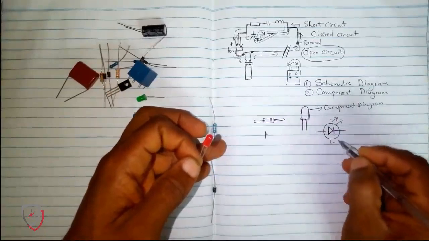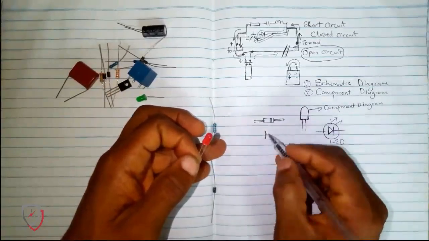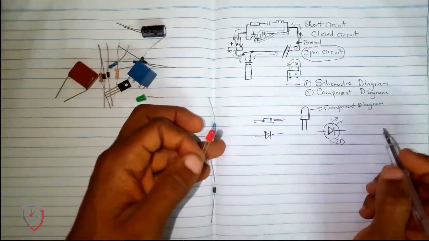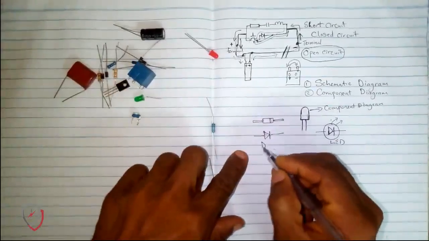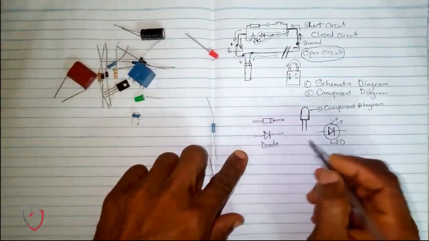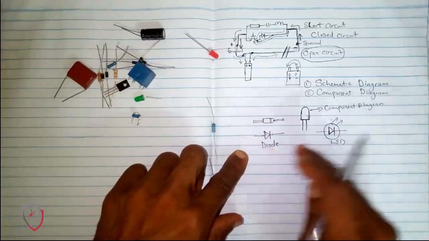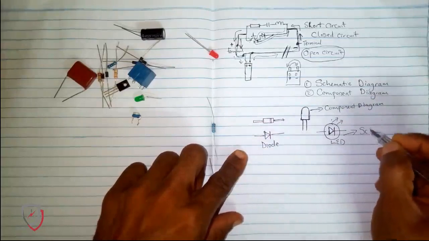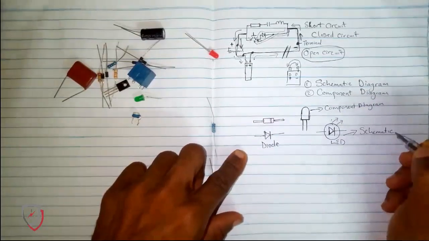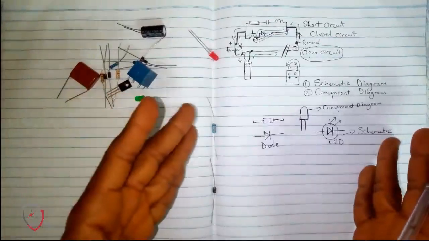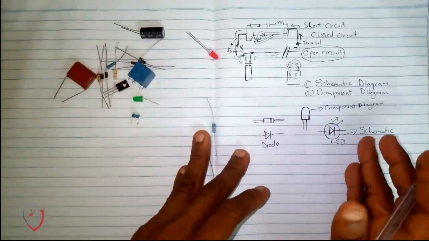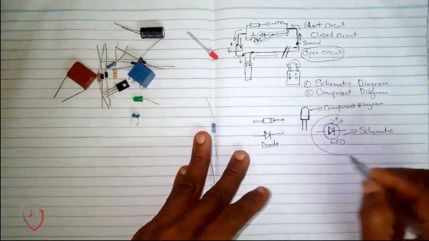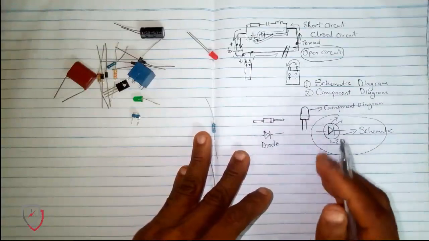this is an LED, and this is a simple diode. This is a diode. This type of diagram is called schematic. And electronics are best drawn in a professional way. They are drawn using schematic diagram.